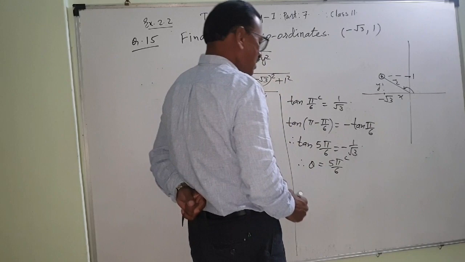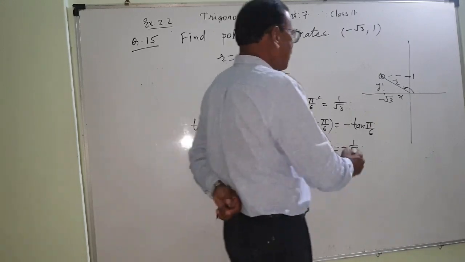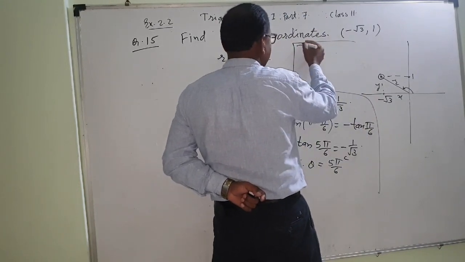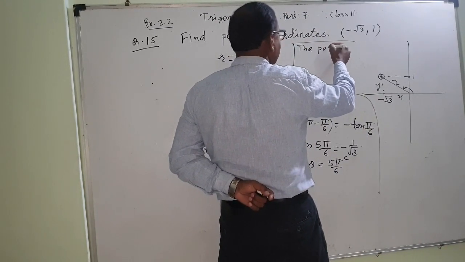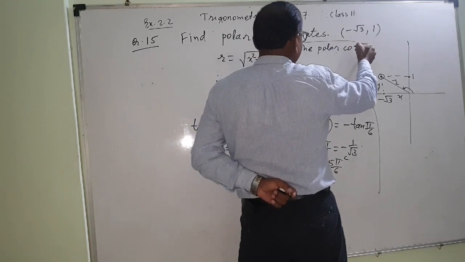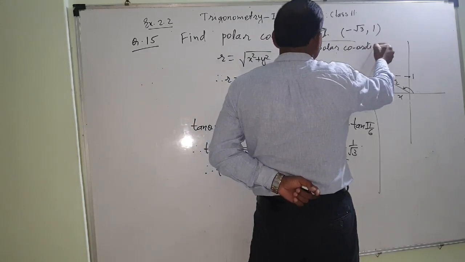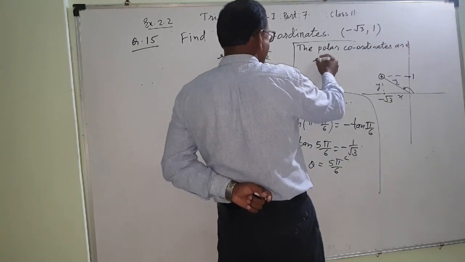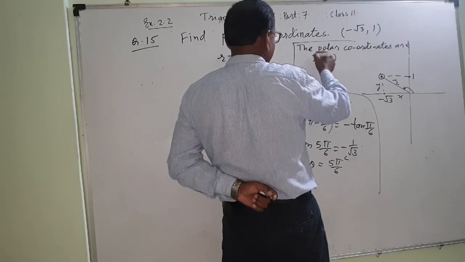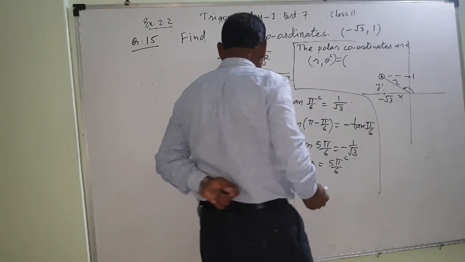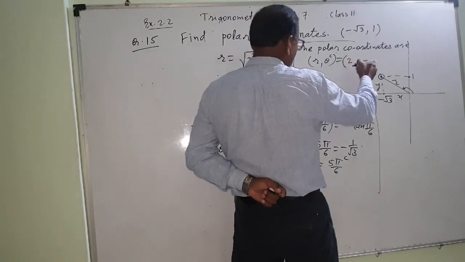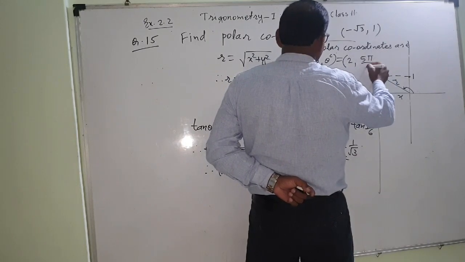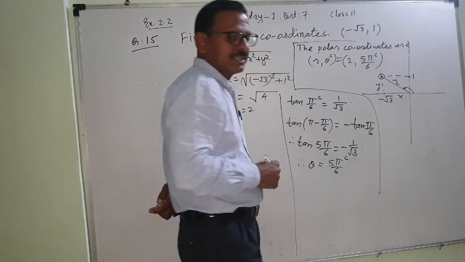Radians. Now I have to write the polar coordinates. The polar coordinates r comma theta in radians are equal to, r is how much? 2 comma 5 pi by 6 radians. This is the answer for you.